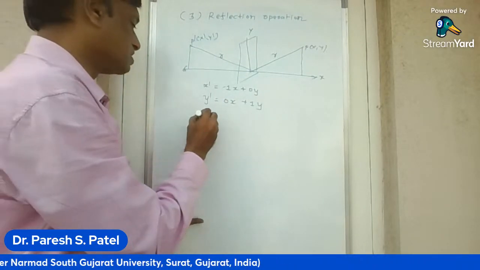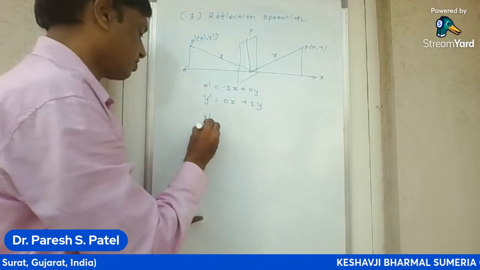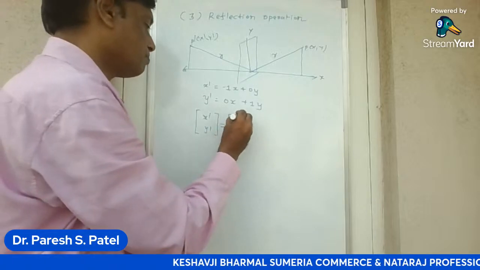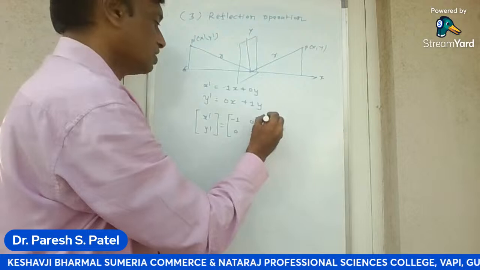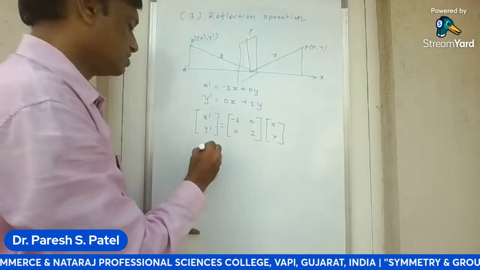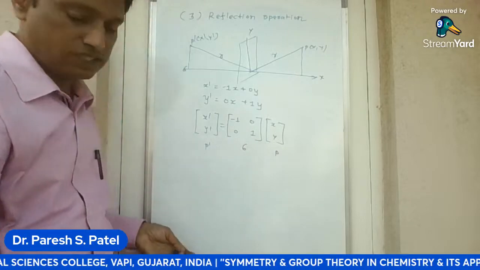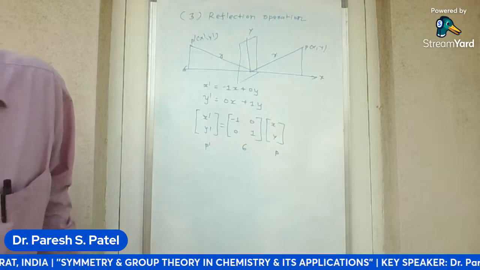So this can be represented in the form of a matrix. x dash, y dash is equal to the matrix minus 1, 0, 0, 1, times x and y. So this is p dash, this is p, and this is sigma yz. This can be represented as sigma yz.